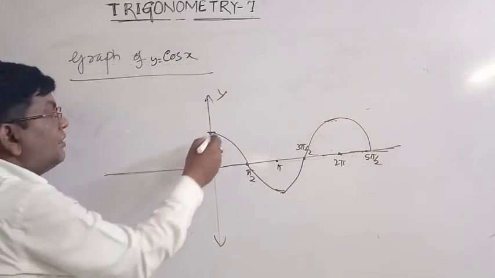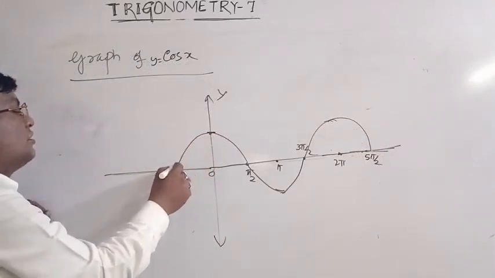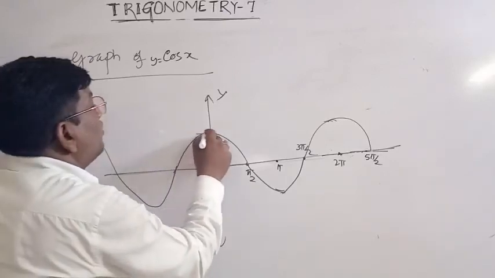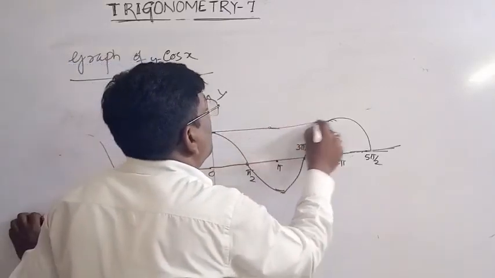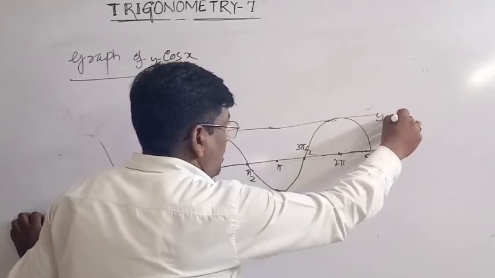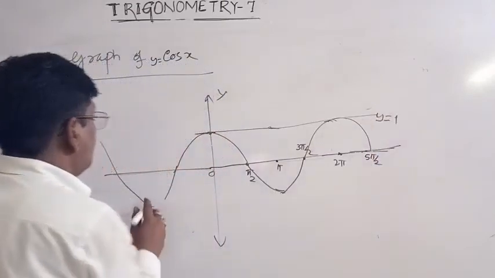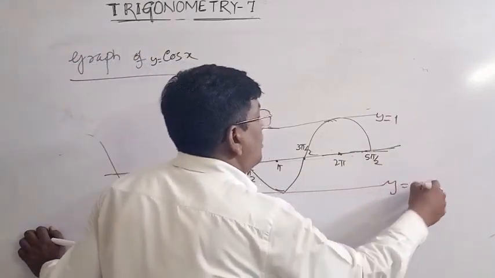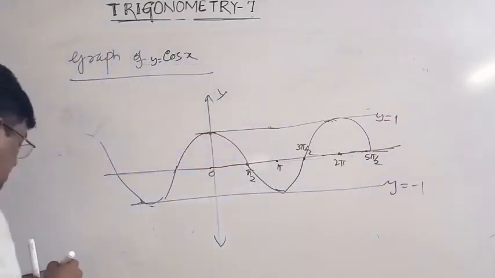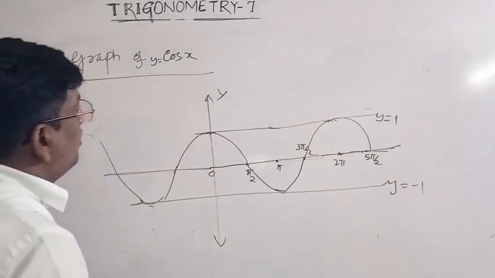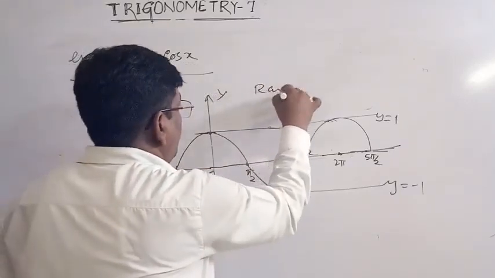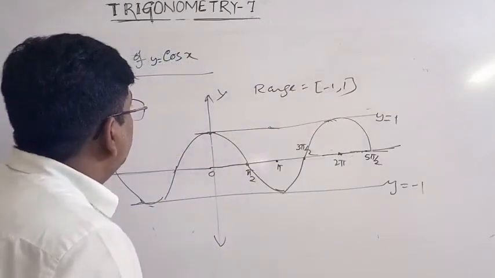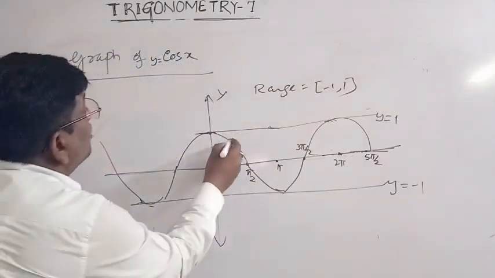Similarly the graph continues like this. This is the value y is equal to 1 and this is y is equal to -1. So the range of cos x is equal to -1 to 1. Okay.